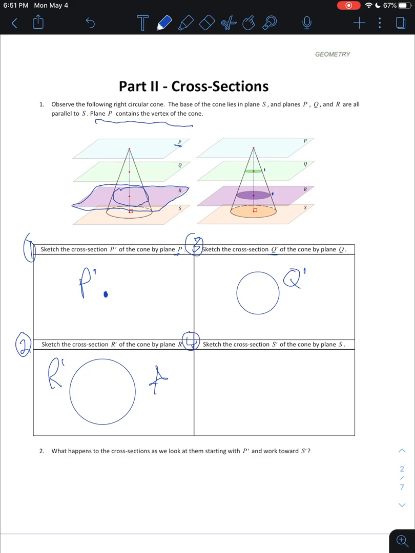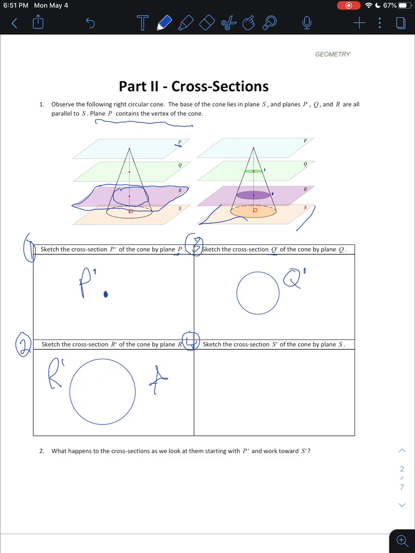Sketch the cross section S prime of the cone by plane S. So we see plane S is this plane down here, right? And sketch the cross section S prime. So that's where the cone intersects with this plane. And we notice actually that the cone here, its base is on plane S. So the cross section down here is really the base of the whole cone. And we can see that this would be the biggest circle.